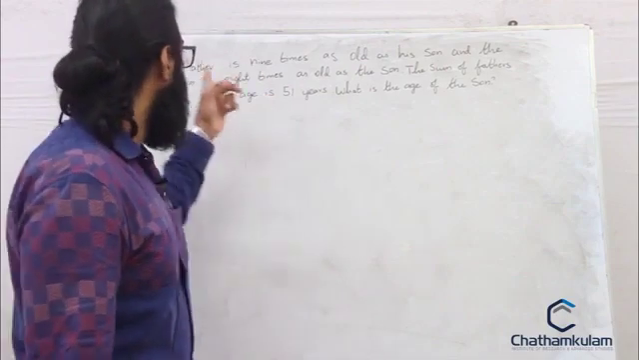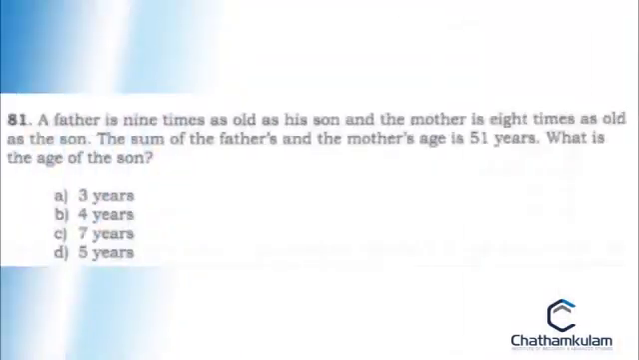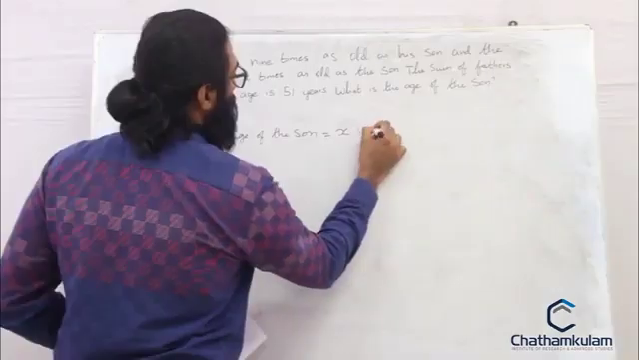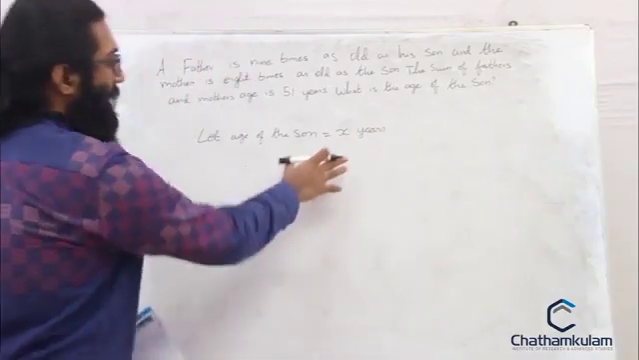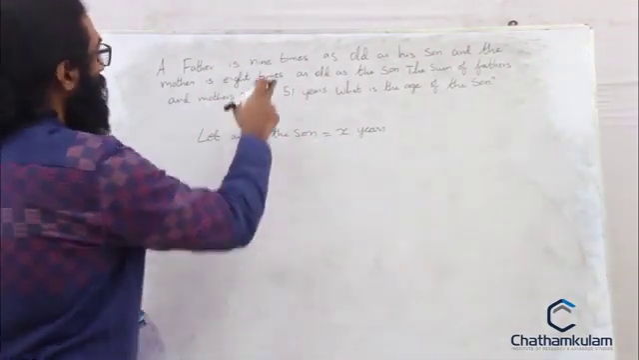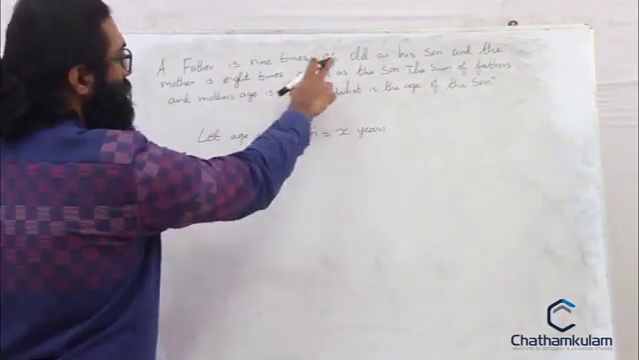A father is 9 times as old as his son and the mother is 8 times as old as the son. The sum of father's and mother's age is 51 years. What is the age of the son? That is the question. So let's take, let age of the son be x years. If we take the age of the son as x years, then age of father is given as 9 times as old as his son.